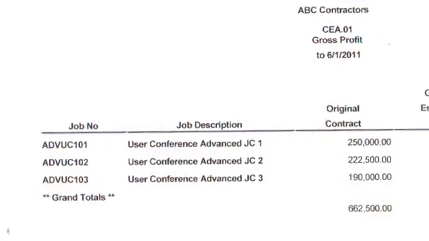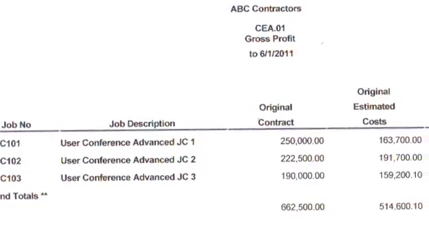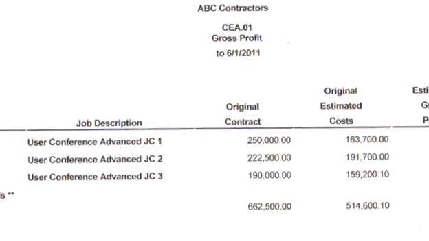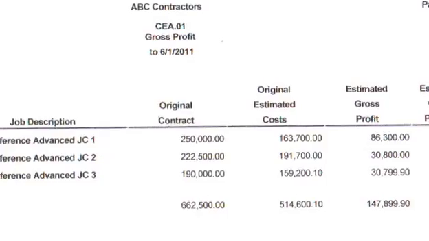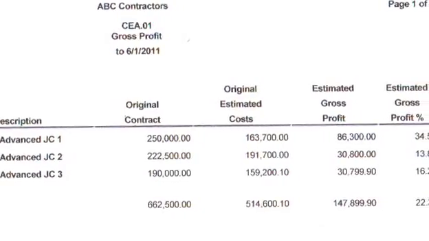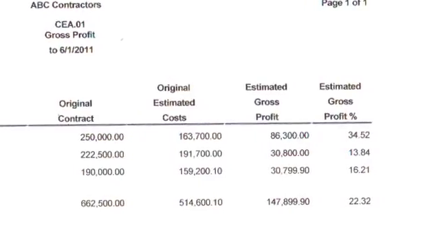Let's continue on here, guys, to the third report. And this is kind of exactly what you're saying. So the top of the page, again, is back to the 01 report. And here's the example that we see the jobs with the original contract amount, the original estimated costs, and the gross profit.